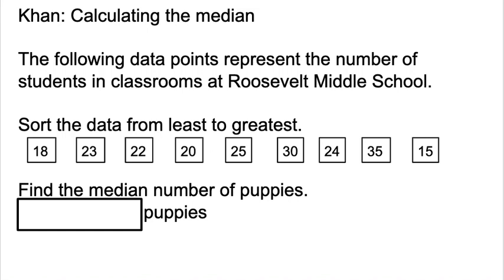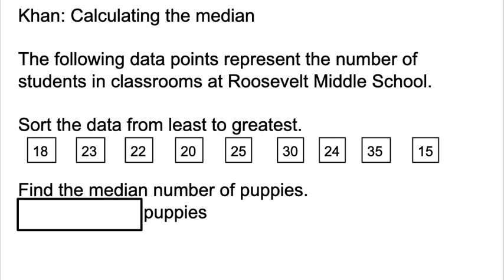This one is to help you out with Khan 6th grade calculate the median. When we're calculating the median, what we're doing is we're looking for the center in the set of data. It's just another measurement of central tendency, and it's actually the center point in the set of data. So let's talk about it.